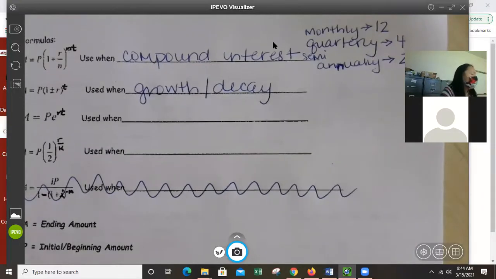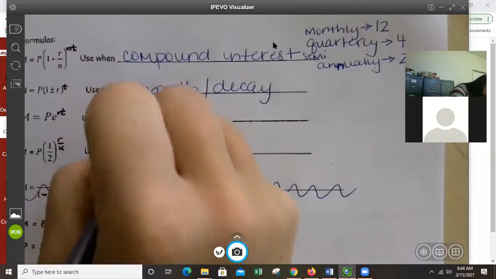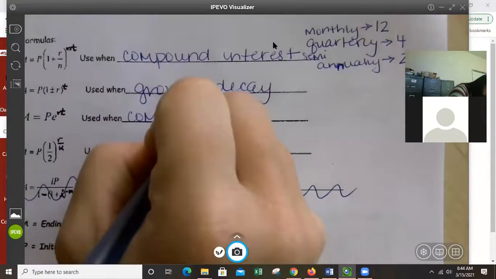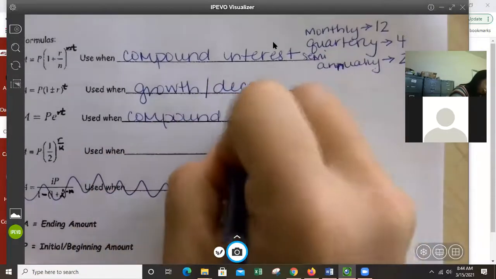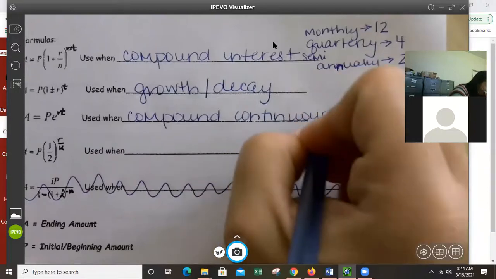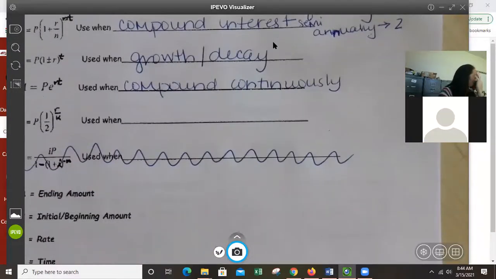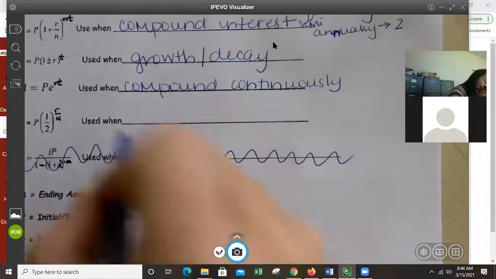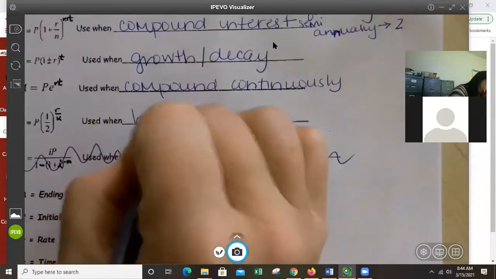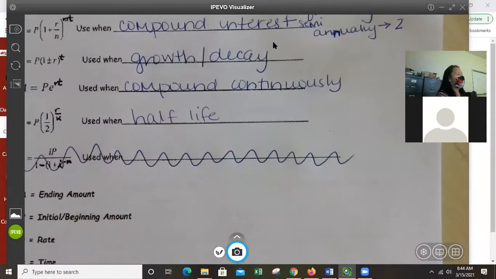I call this the PERT formula, P times E to the RT. Watch this one. It literally says compounded continuously. And then the last one uses a half, and it's for a half-life. So I'll explain half-life for a minute.